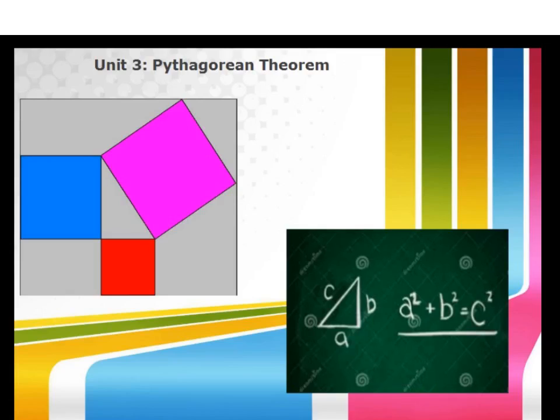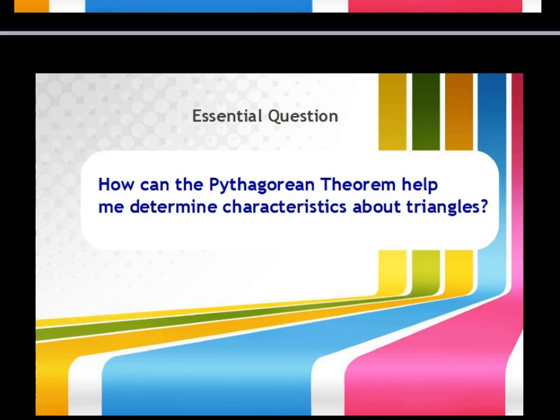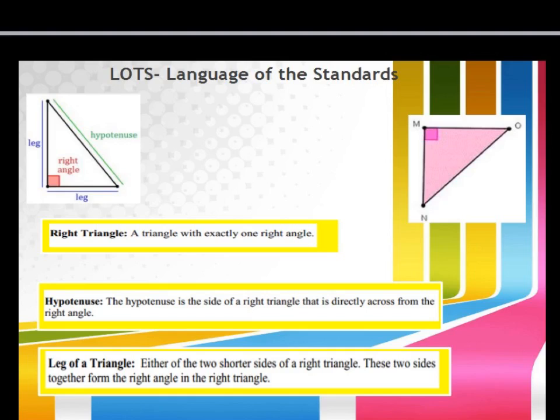Unit 3, Pythagorean Theorem. Is it a right triangle? Alright, so the essential question for today is how can the Pythagorean Theorem help me determine characteristics about a triangle? So is it a right triangle? Is it not a right triangle? Characteristics like that. Lots of the language of the standards.